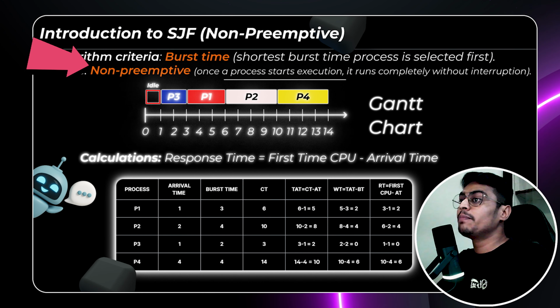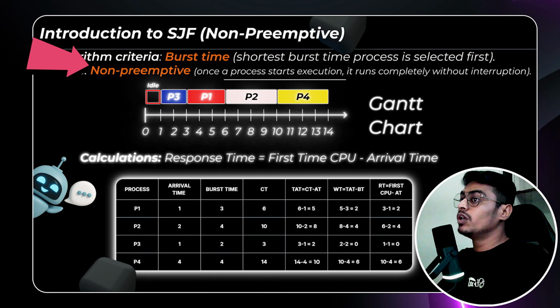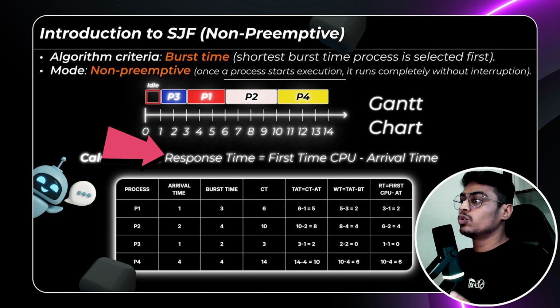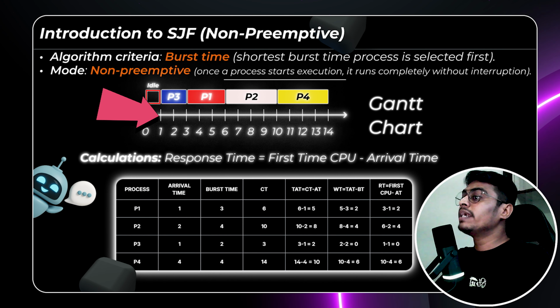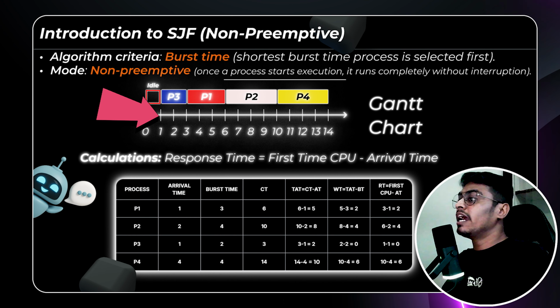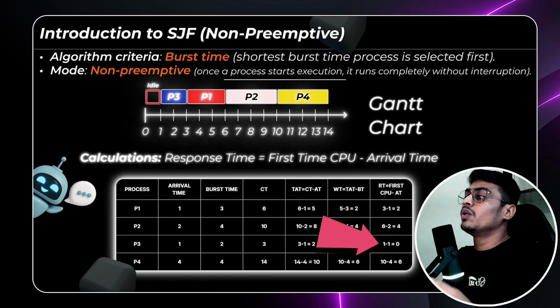Now for response time, you don't need to find response time in case of non-preemptive, because it will be equal to waiting time. In case they ask you, how to do calculation of response time? The time at which a process gets the CPU first time. For example, when did P3 get the CPU first time? At 1. And you can check the left hand side, and P3 arrived at 1 also. So 1 minus 1 equal to 0. This means you don't have to calculate it, because it will come equal to waiting time.